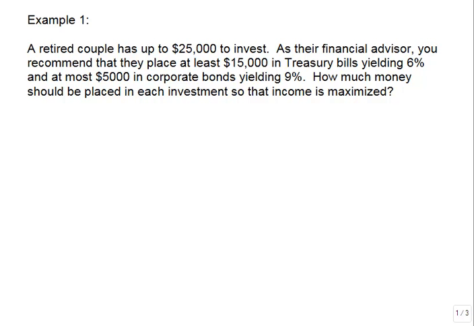There's a lot going on in this problem, but there are a couple of key words you want to think about. The first thing to look for is either the word maximum or minimum. In this problem, we want to maximize how much money should be placed in each investment so that income is maximized. So what we want to maximize is income. This is called your objective. Whatever it is that you want to maximize or minimize, that is your objective.